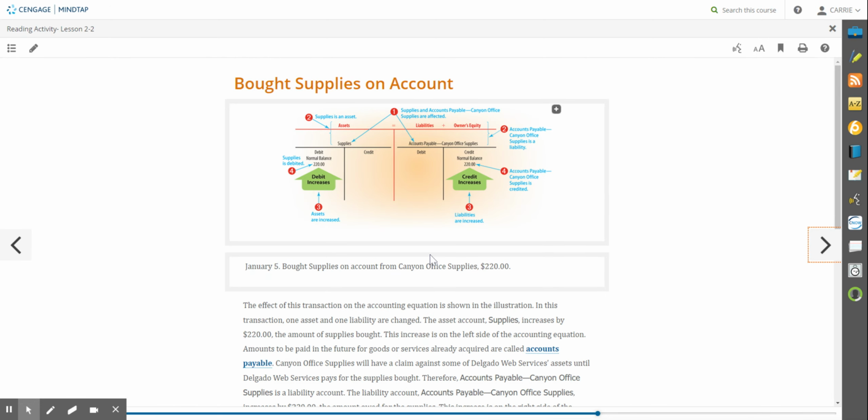We bought supplies on account. So that will be supplies and accounts payable for Canyon Office Supplies. So we are increasing supplies with a debit of $220, and we are increasing accounts payable with a credit of $220. We have a debit, we have a credit, and the amounts are the same, so we're in balance and we can move on.